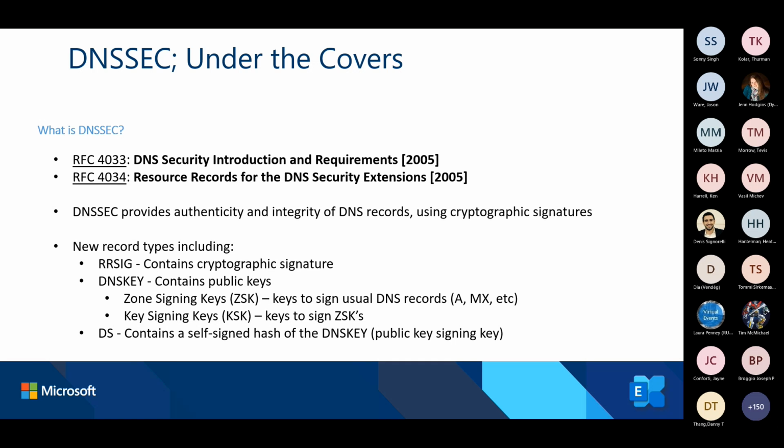So the RRSIG record, there's going to be an RRSIG record per record type that is requested. So if you ask for an A record and a TXT record, then there's going to be 2 RRSIGs, 1 for each record type.